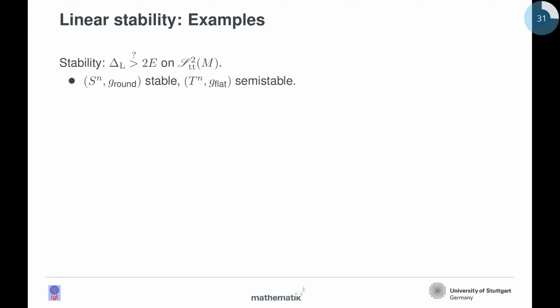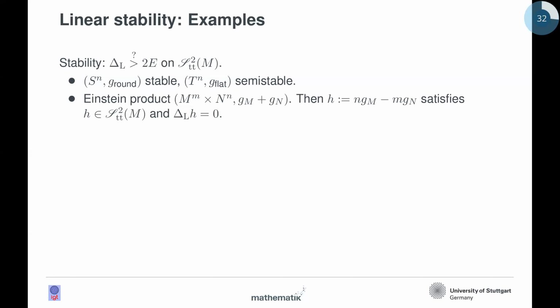Okay, some examples. So the round sphere is stable, and the flat torus is semi-stable. We can just explicitly calculate this Lichnerowicz Laplacian there. This is not very interesting. An example of an unstable metric: if we have a product of Einstein manifolds with the same Einstein constant, then this product metric will again be Einstein. And if the scalar curvature is positive, then we get an unstable direction by doing this construction.